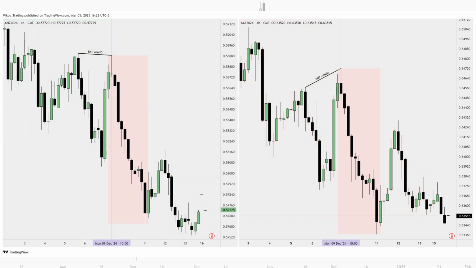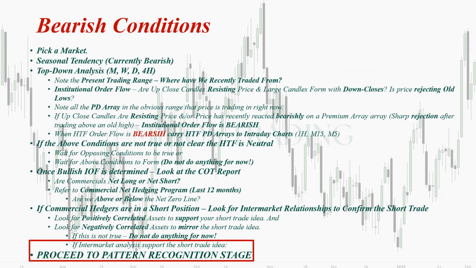When trading the Australian dollar, I also refer to the New Zealand dollar for intermarket analysis. Here, we also see the SMT between the Australian dollar and the New Zealand dollar. The New Zealand dollar is unwilling to make a higher high, while the Australian dollar takes out the short-term high. This further confirms our anticipation that this is a turtle soup. Intermarket analysis supports our short trade idea. We can now proceed to the pattern recognition stage of my trading process.